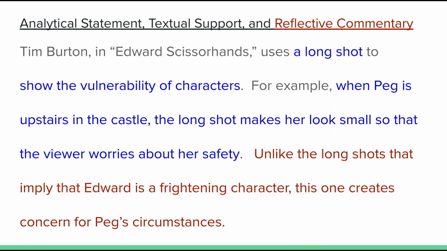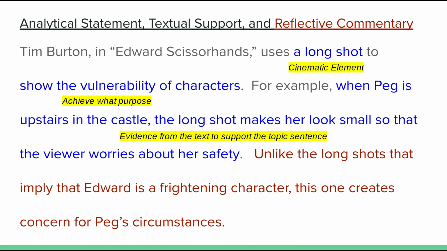Notice here, Tim Burton in Edward Scissorhands uses a long shot to show the vulnerability of characters. We've got our cinematic element, we just said that. We've got our purpose and effect. We've got our two pieces there. That's a nice topic sentence. Then, right away, there's our first detail, our first evidence from the text. When Peg is upstairs in the castle, makes her look small, the viewer worries about her safety.